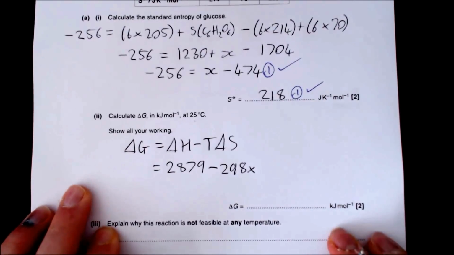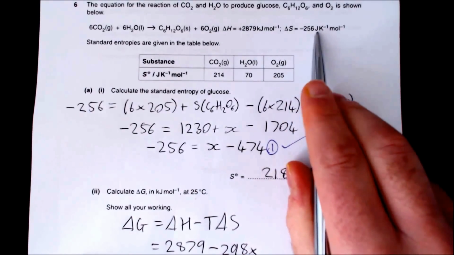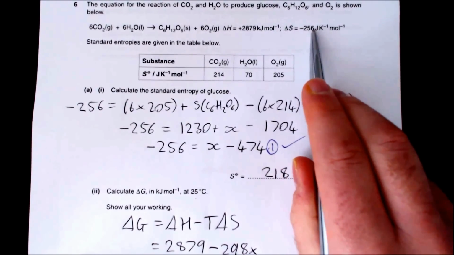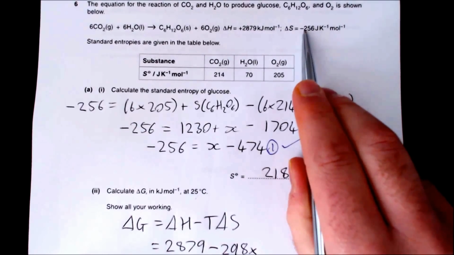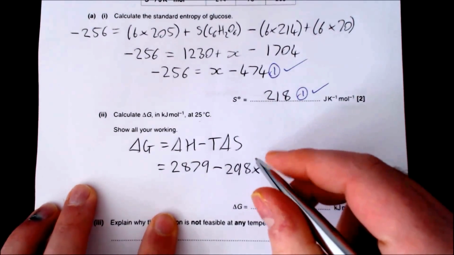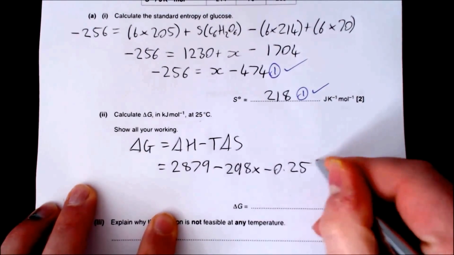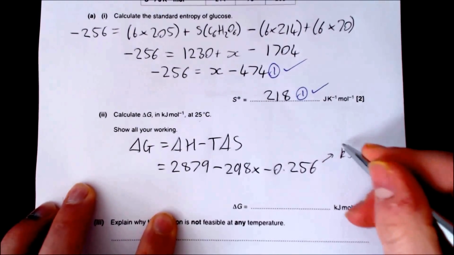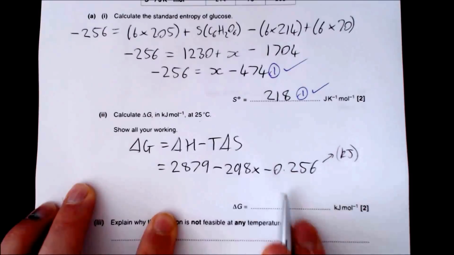Now the entropy we were given, if I come back up here, is actually in joules per Kelvin per mole, but we need to work it out in kilojoules, so I need to convert that to kilojoules. So if I move the decimal point back 3 places, we should get that into kilojoules. So that's going to be minus 0.256, and obviously this bit's in kilojoules.